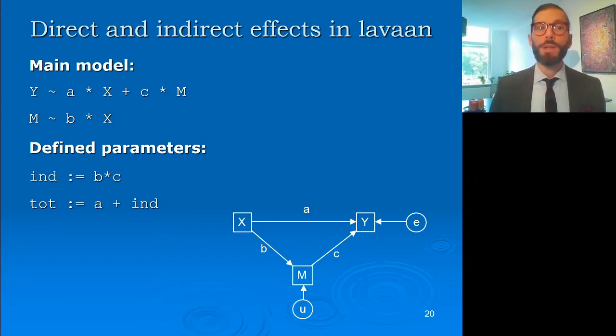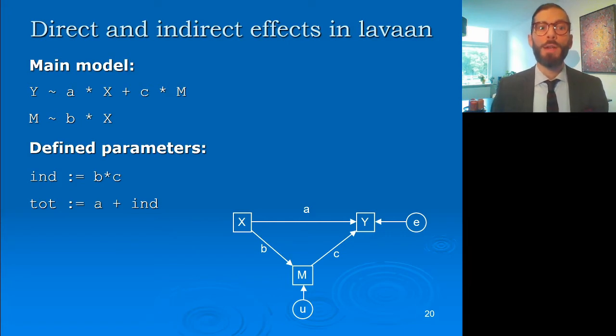So the top line of syntax here says that y is predicted by x plus m. And then we use a times x to indicate to lavaan that we want to label the regression coefficient for x with the letter a. Then we say plus c times m, and this tells lavaan that we want to label the regression coefficient of the mediator m with the letter c. So we have an effect of x, which is called a, and we have an effect of m, which is called c. Then we define the regression equation for the mediator, and the mediator is predicted only by x, and we label its effect with the letter b.